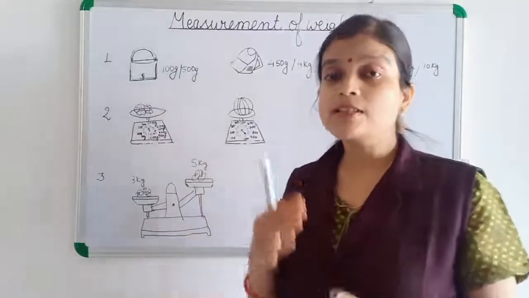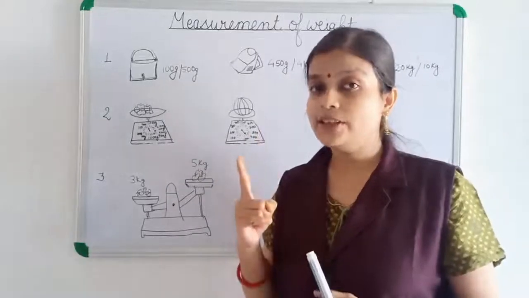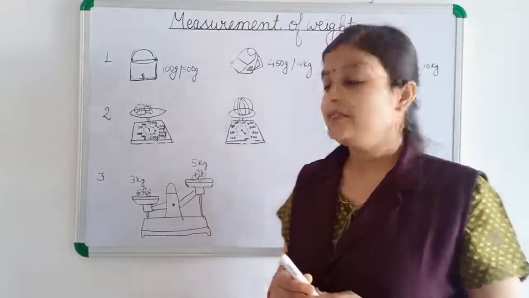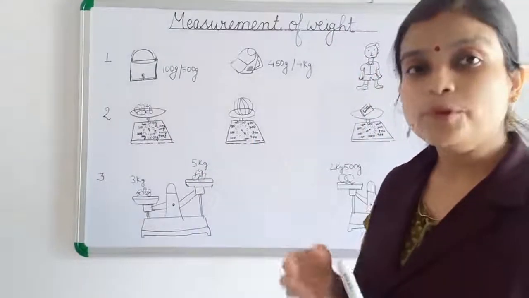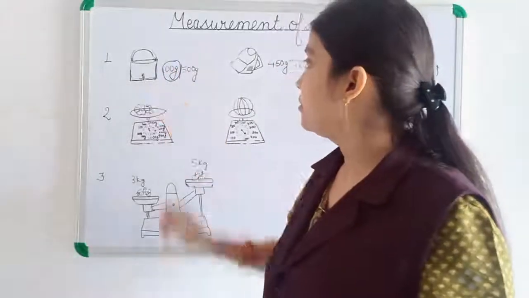500 gram is just half of 1 kg, because 1000 gram is equal to 1 kg. Is it half kg? No, 100 gram is more suitable, okay? It is the lighter object only, so 100 gram is more suitable for this.